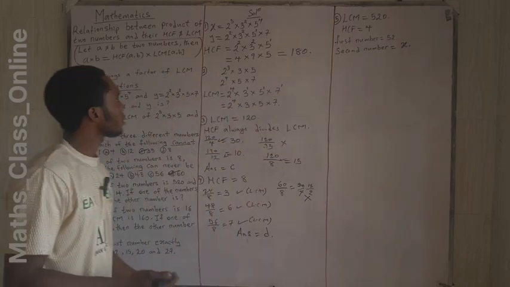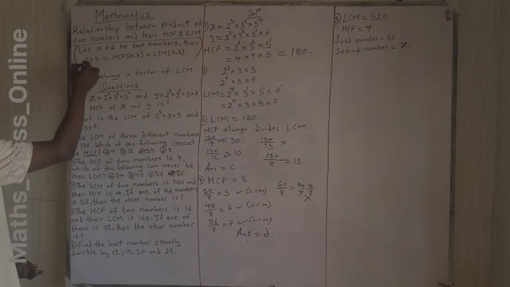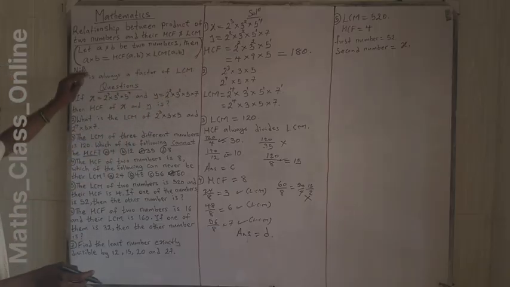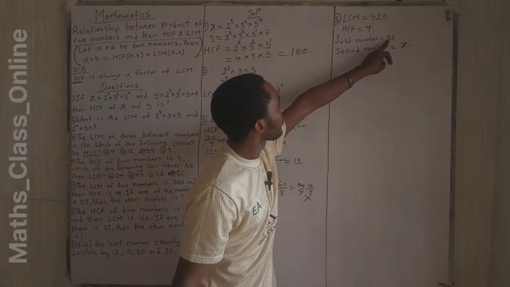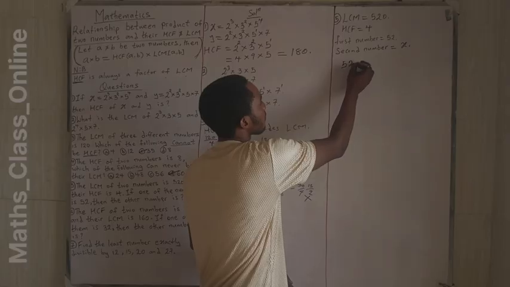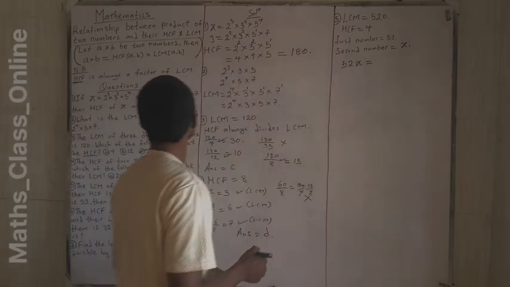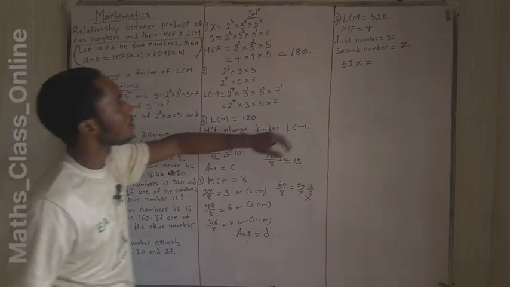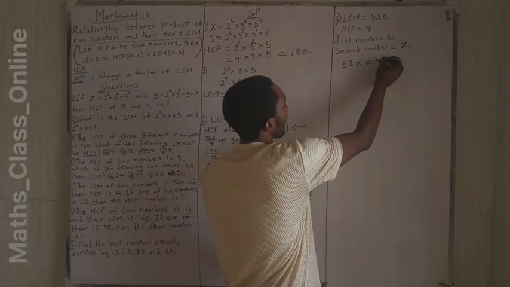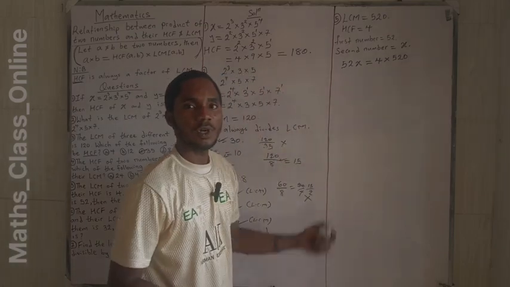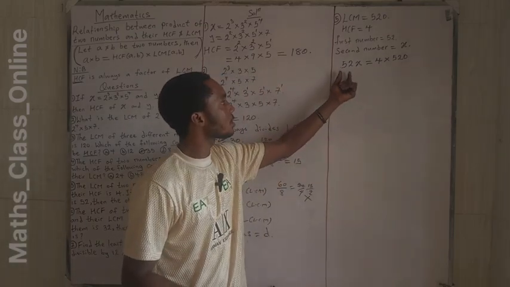What are we going to do here? We're going to use the relationship between the product of two numbers and their HCF and LCM. Product of two numbers is A multiplied by B. Now, 52 multiplied by x, that is 52x, is equal to HCF multiplied by least common multiple, 4 multiplied by 520. To find the value of x, we divide both sides by 52.